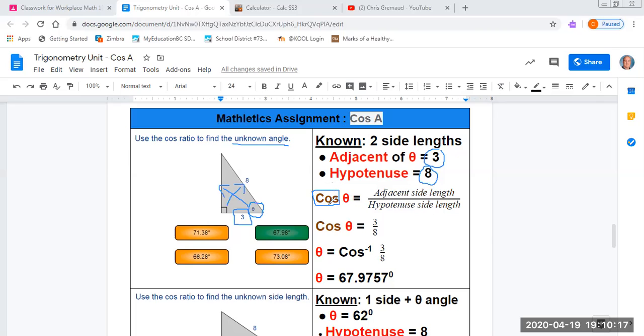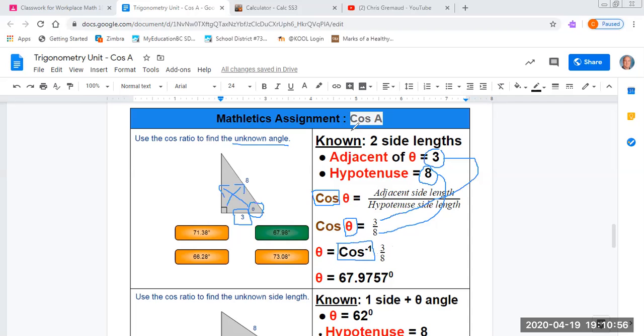The way we could set this up is we can say the cosine of theta is going to be adjacent side length over hypotenuse side length. And then we just plug in what we know. We knew that 3 was the adjacent, and we knew that 8 was the hypotenuse. So we put that into this fractional formula here. Then what we have to do is try and get theta by itself. So we are going to essentially do the opposite of cosine, and the opposite of cosine is the inverse of cosine. So we're going to take the inverse of cosine of 3/8.